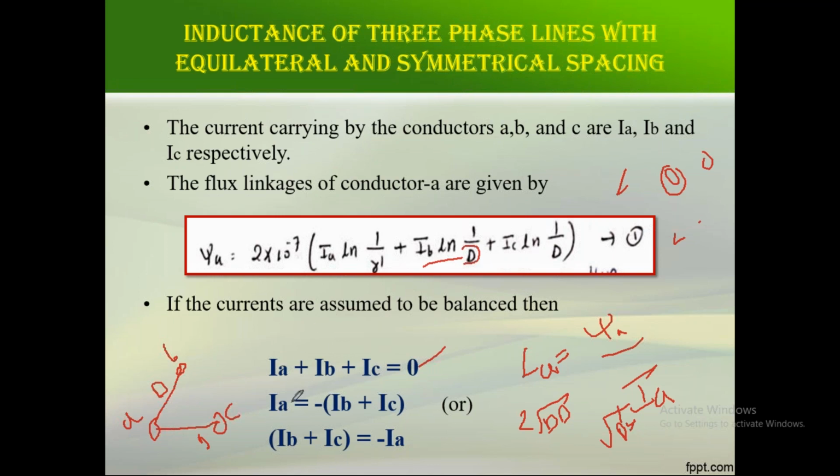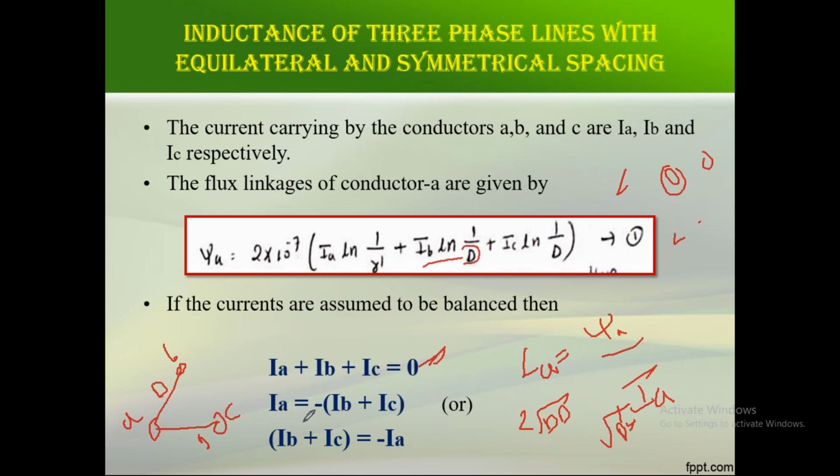Next, after that, if you find this equation, that is psi A, we have the condition that all the currents are in balanced condition, so IA plus IB plus IC. What is the importance of this equation? If you want to find the LA, we have to equate this equation by psi A by IA. But we have IB and IC, right? So we have to eliminate these 2 currents, IB and IC. How can we eliminate them? By using this equation, the balanced condition: the sum of the currents is equal to 0.